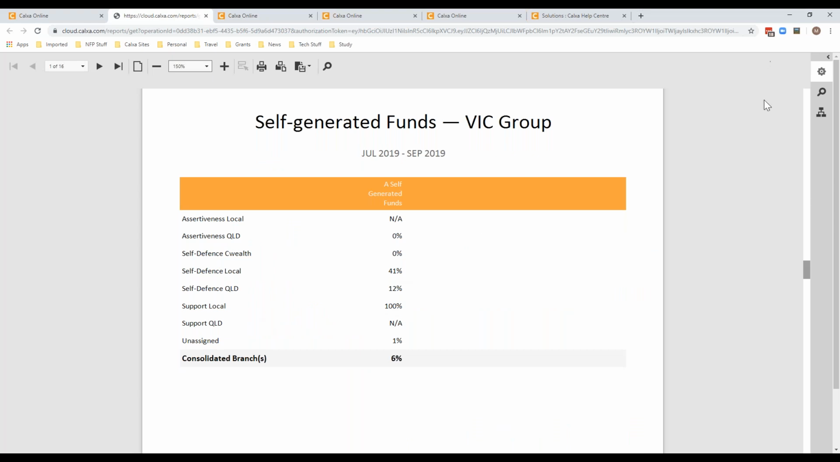And I've run this by project, so I can see which projects have self-generated income. And you see some of them have none. This one here's got 41%, this one's got 12%, and this one here is all self-generated, and this one here's got 1%. And overall, we're generating 6% of our total income. So it's just different ways of looking at that information, being able to look at it at the organization level and also at that project level.